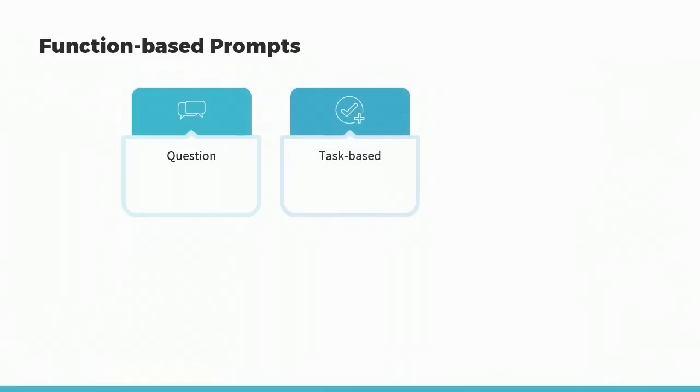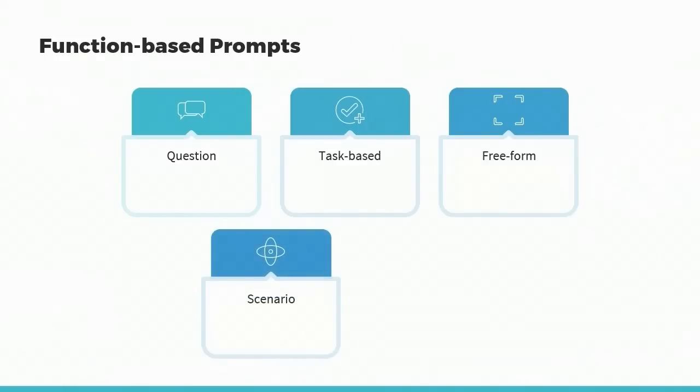Task-based prompts require the model to perform a specific task, such as summarize a text or translate a sentence. For example, a task-based prompt could be, "Please summarize the main points of this article." The model would then return the summary as output. Freeform prompts allow the user to provide any input they wish, and the model generates a response based on that input. For example, a freeform prompt could be, "Tell me something interesting." The model would then generate a response based on its training data and the context of the prompt.